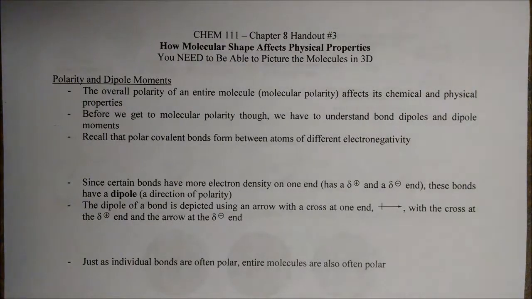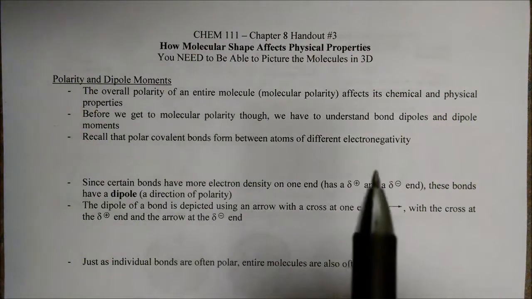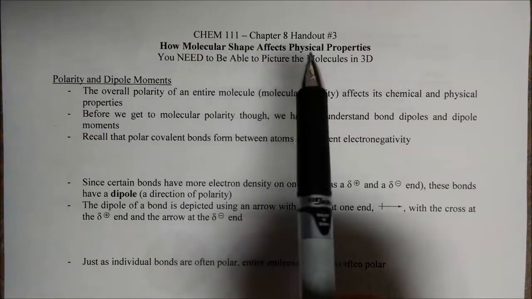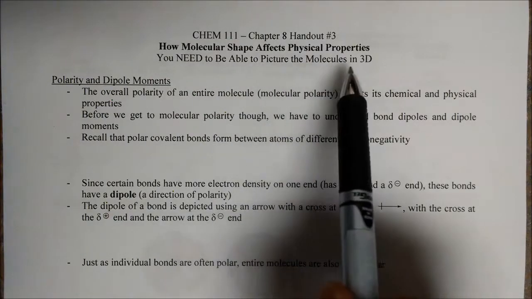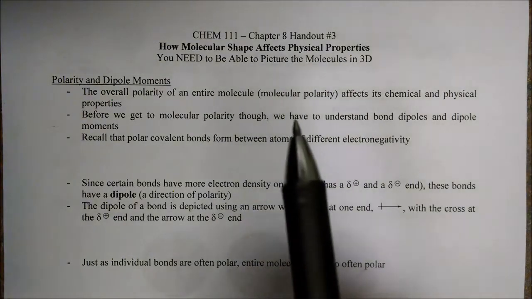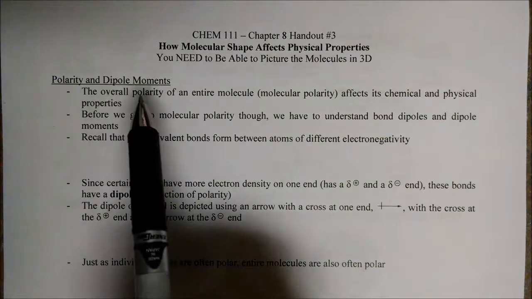Okay, so now that we know how to go from a molecular formula to a proposed structure to a 3D shape, we're going to see how shape affects the physical properties of the molecule. This really requires you to be able to picture the molecules in 3D. It really depends on that overall shape, so you definitely need to practice that. Okay, so first up, polarity and dipole moments.